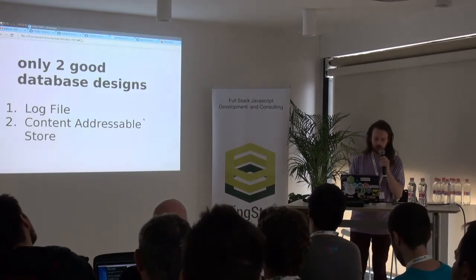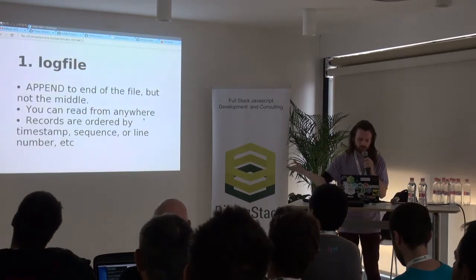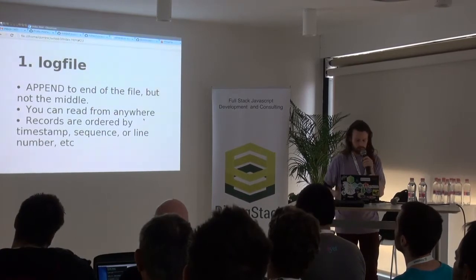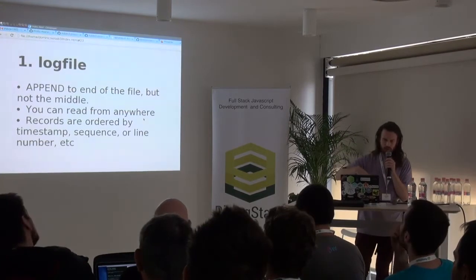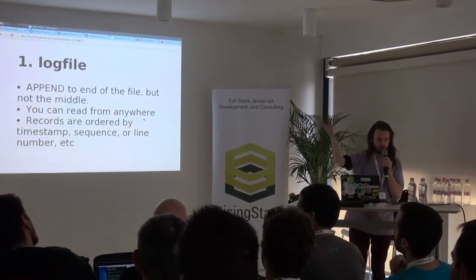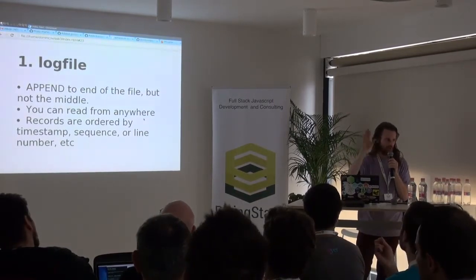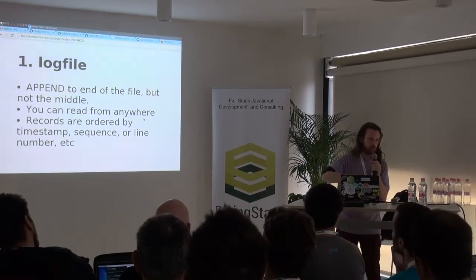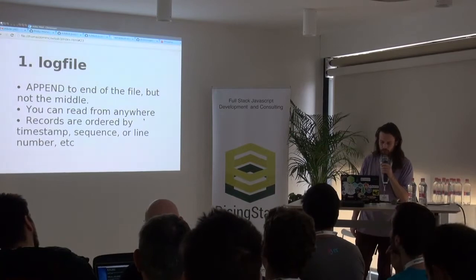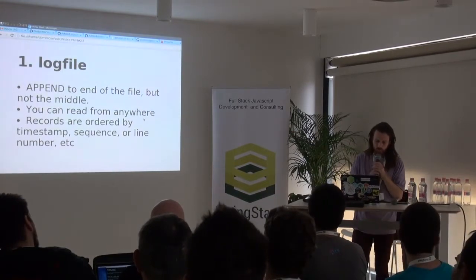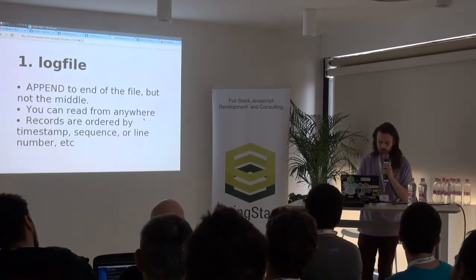And so we've always had log files. Content addressable stores are more of a new thing. So with a log file, you can append to the end of the file, but not in the middle. You can read from anywhere. So you can do searches as long as the file is in the order of the primary key, which is normally time. But if you create a new sorted log file, you can sort by something else. So records are ordered by the time stamp or sequence or something like this.